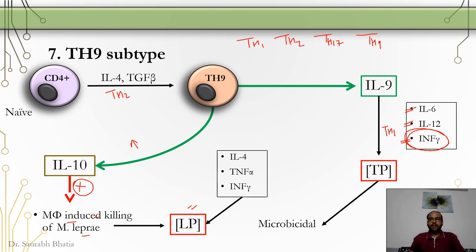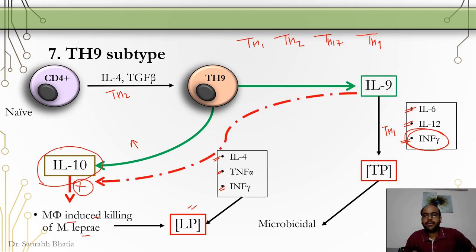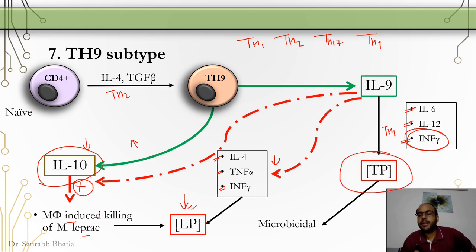Let's move forward. So interleukin 4 and TNF alpha and interferon gamma are going to inhibit the lepromatous pole. So you have the formation of lepromatous pole in the presence of anti-inflammatory cytokine. The major one is interleukin 10. Interleukin 9 can also suppress. The red arrow is suppress. It can suppress interleukin 10. So when interleukin 10 is decreased, the chances of lepromatous pole are also decreased, leading to formation of tuberculoid pole, and that is how interleukin 9 leads to formation of tuberculoid pole, interleukin 10 leads to formation of lepromatous pole. We are clear? Let's move forward.